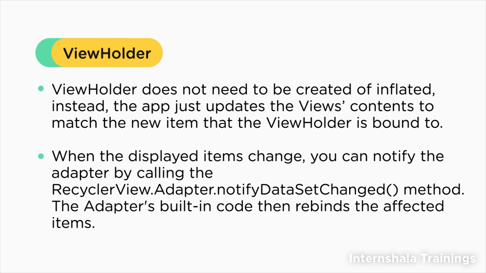Next, when the displayed items change, you need to notify the adapter by calling the recyclerview.adapter.notifyDataSetChanged method. The adapter's built-in code then rebinds the affected items. So, if new items are added to or removed from the list, this change needs to be communicated to the adapter. Okay, so we hope you have a fairly better idea about creating lists now. With the conceptual part being done, it's time to get to the field. In the next video, we will create a recycler view.